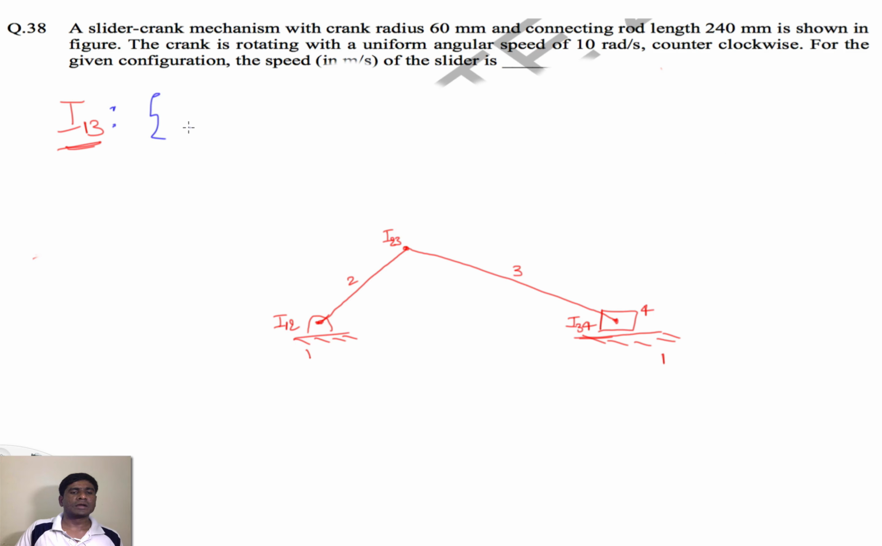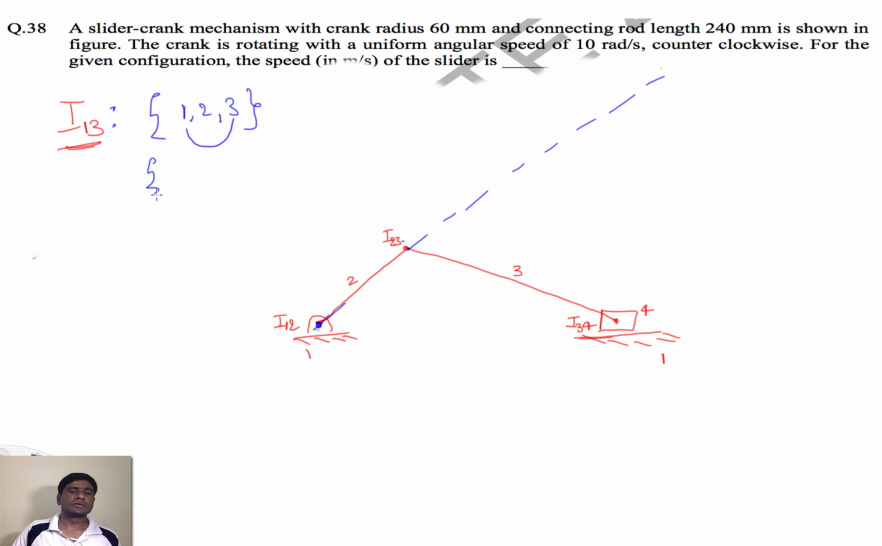So we will take two sets, that is 1, 2, 3, these 3 links. What is the instantaneous center between 1 and 2? That is this one. And what is the instantaneous center between 2 and 3? This is one. And the instantaneous center between 1 and 3 should lie on the line joining these two. So I will extend this line like this. So I13 should lie on this one.